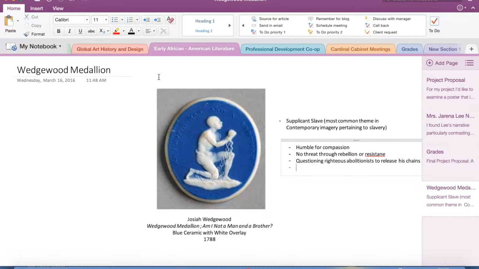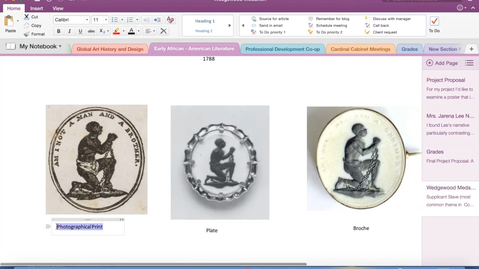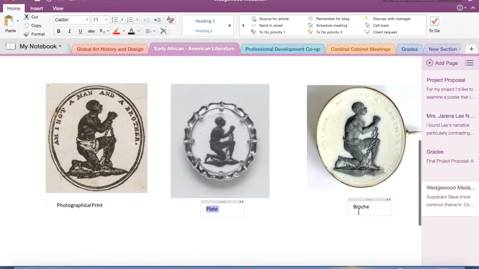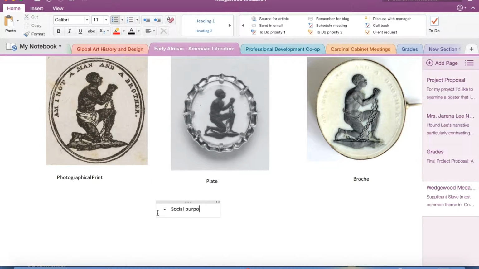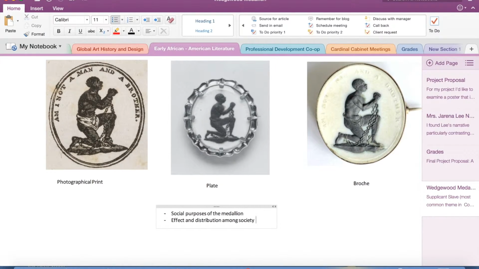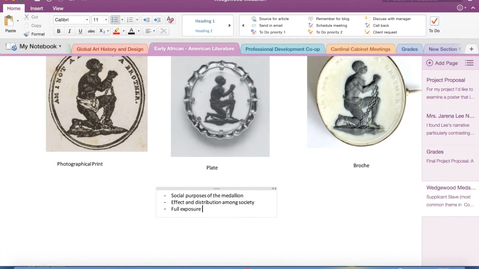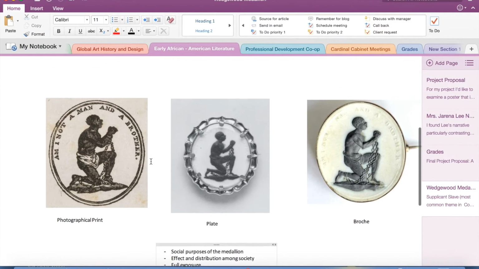As we scroll down, we can see three forms in which Wedgwood's Medallion was reprinted: in a photograph, a plate, and a brooch that was most likely to serve as a hairbrush. With the functions of the photograph, plate, and hairbrush, it is obvious that the medallion evolved into having different social purposes, especially by how much the image was distributed through society. Evidently, this demonstrates the full exposure that one art object can have on its effect on society.